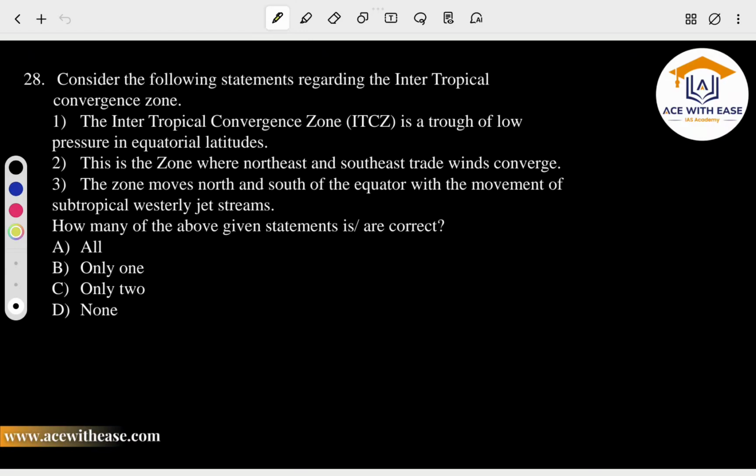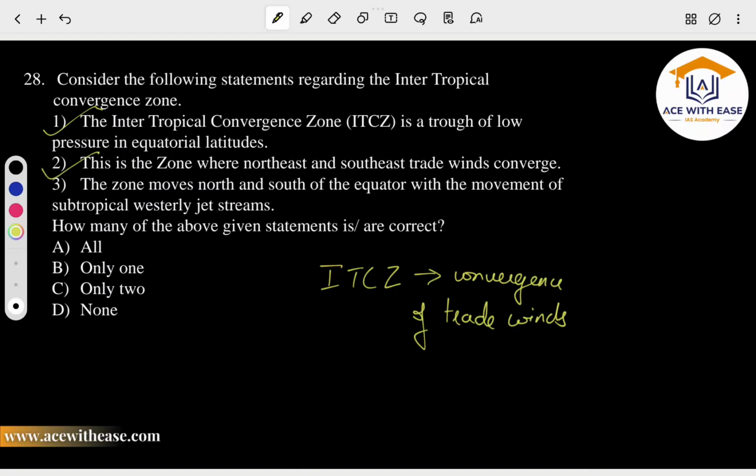The ITCZ is a trough of low pressure in the equatorial latitude. Yes, usually the ITCZ is formed due to the convergence of the trade winds that are present. So the first statement is correct. This is a zone where the northeast and the southeast trade winds converge. Yes, the second statement is correct.